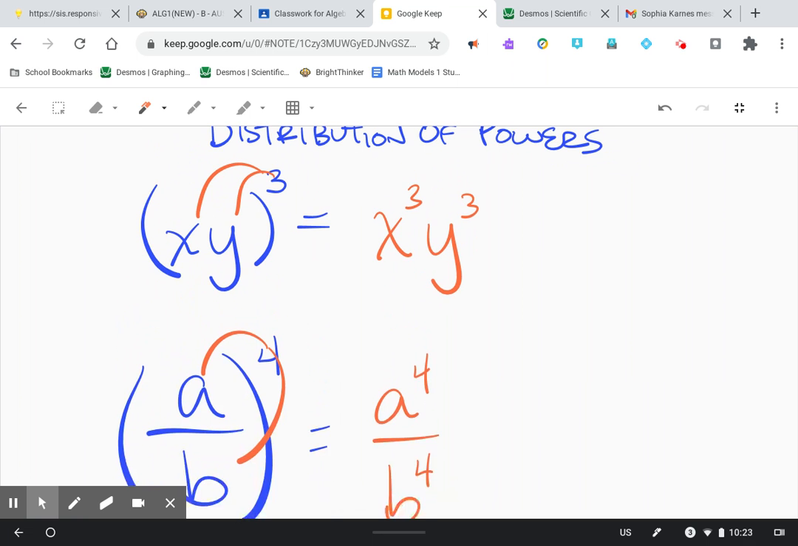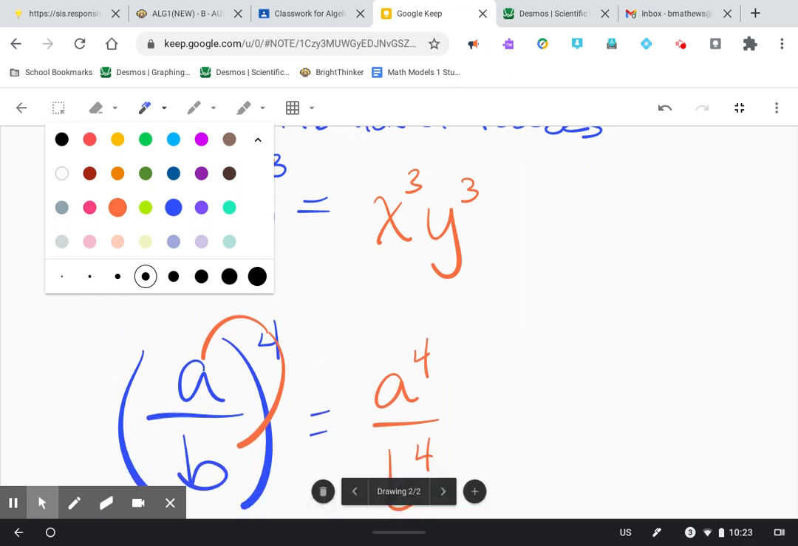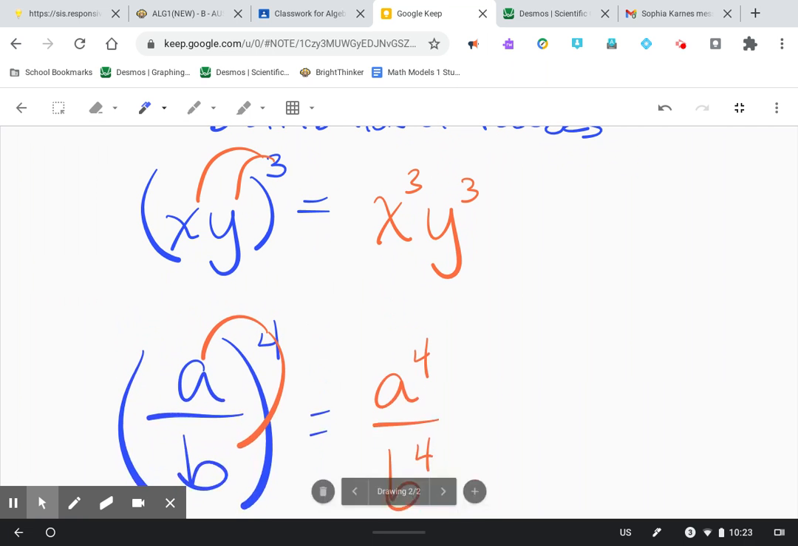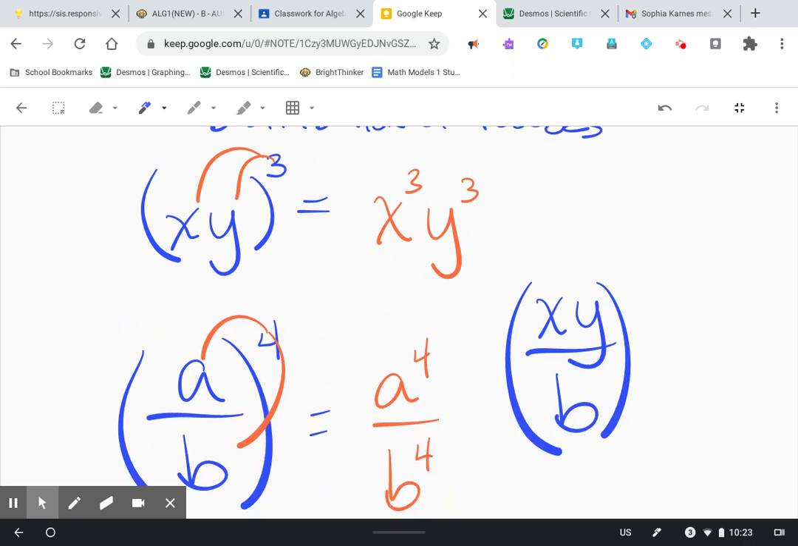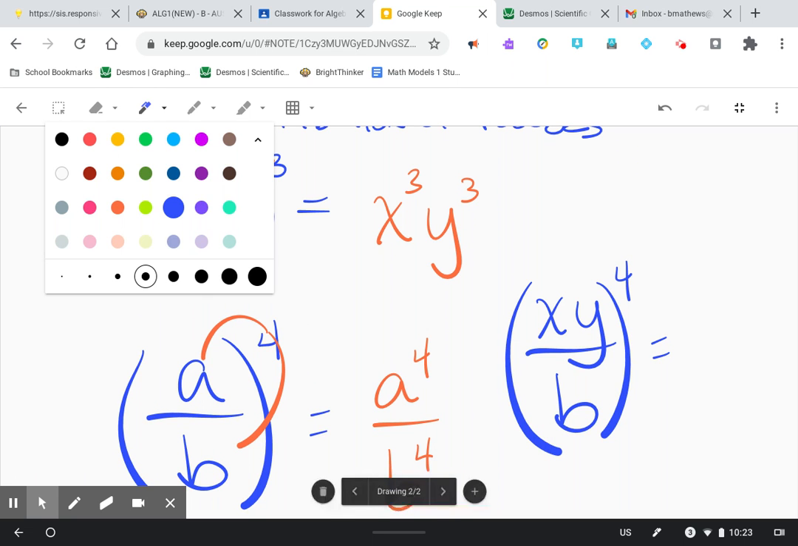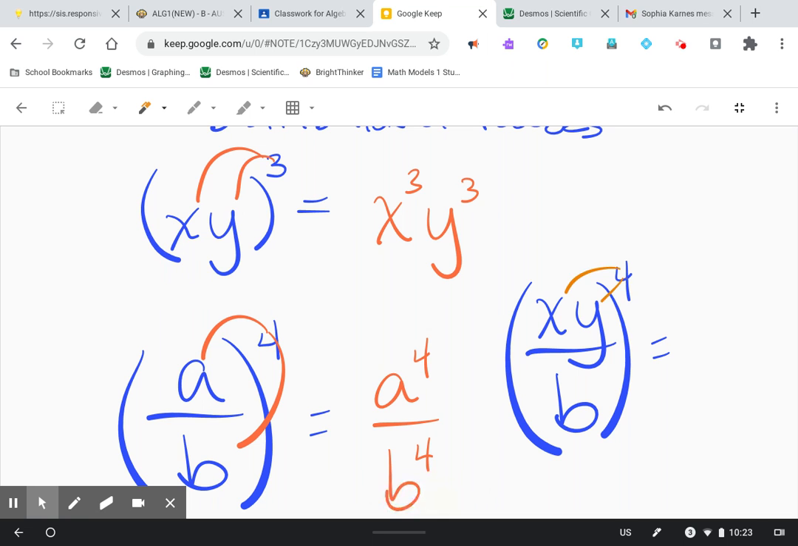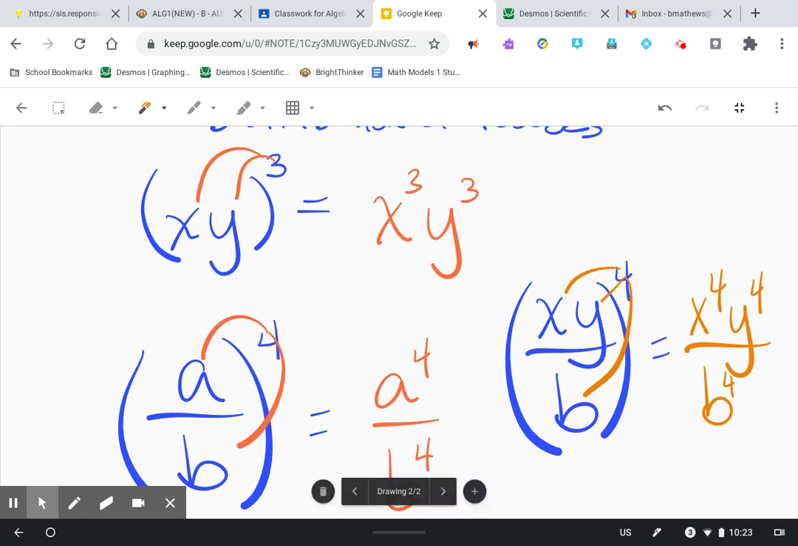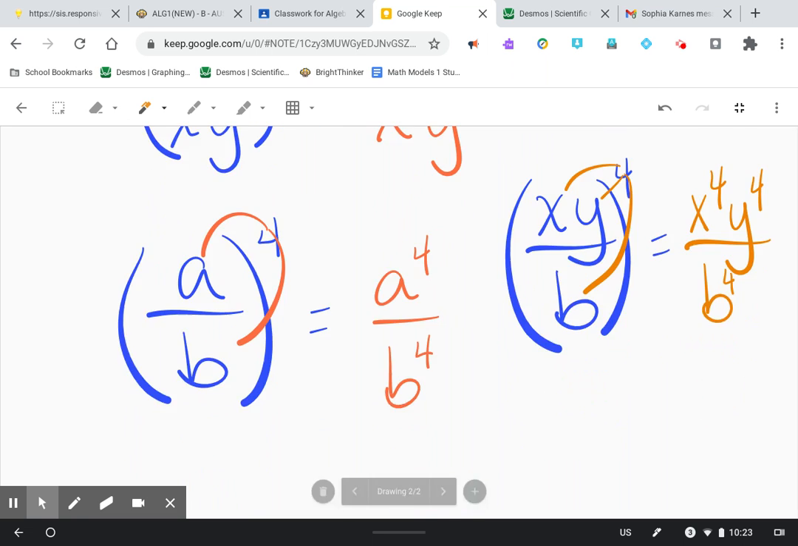And this could be combined into one big expression. Even if I had something like this, x, y divided by b, all raised to the 4th power. Well, if that happened, again, I can distribute that 4 to everything that's being multiplied or divided. So it'd be x to the 4th, y to the 4th, over b to the 4th. And you can see that 4 gets distributed to everything. All right.